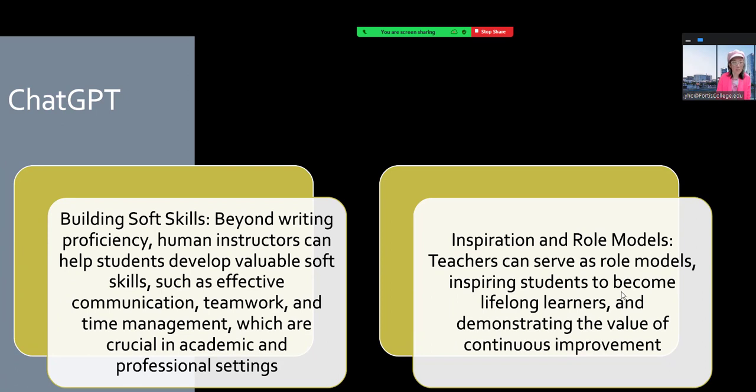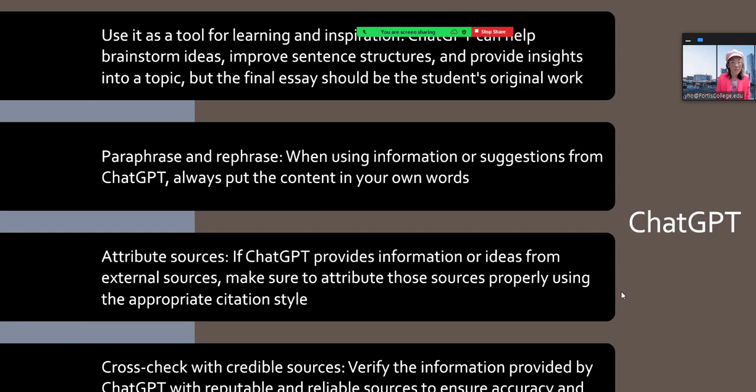And beyond writing proficiency, human instructors can help students develop soft skills such as effective communication, teamwork, and time management, which are crucial in professional settings. And teachers can serve as role models, inspiring students to become lifelong learners and demonstrating the value of improvement. So use ChatGPT as a learning tool to brainstorm ideas, improve sentence structures, and provide insights into a topic. But the final essay should be the student's original work.